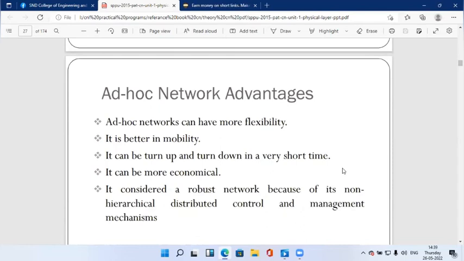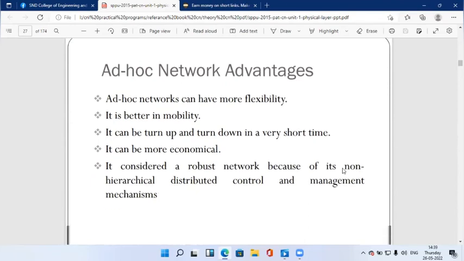An ad hoc network can have more flexibility. It is better in mobility. Third, it can be turned up and turned down in a very short time. Fourth, it can be more economical. And fifth, it is considered a robust network because of its non-hierarchical distributed control and management mechanism.